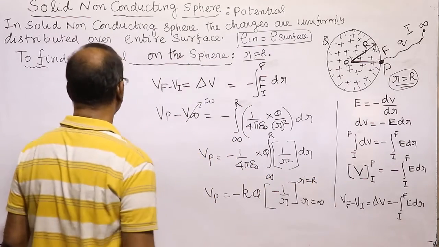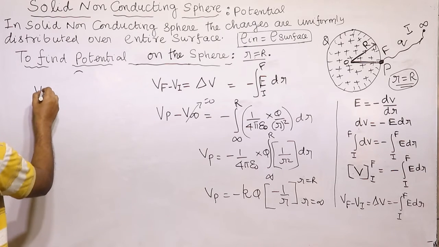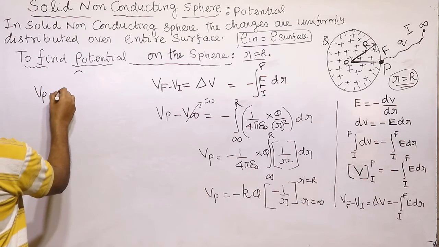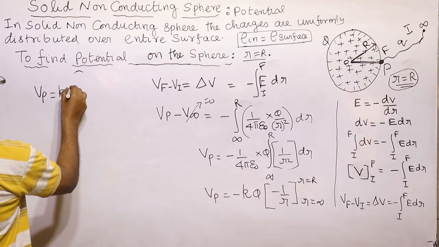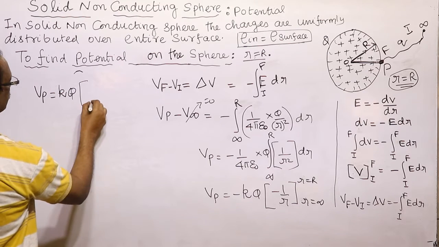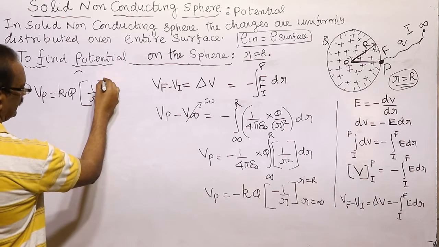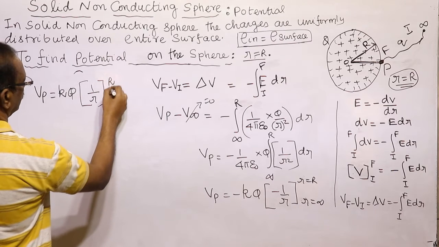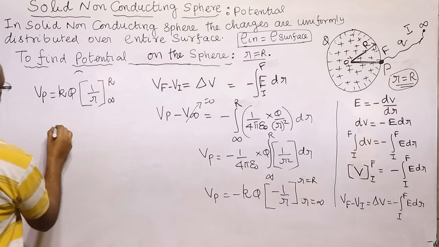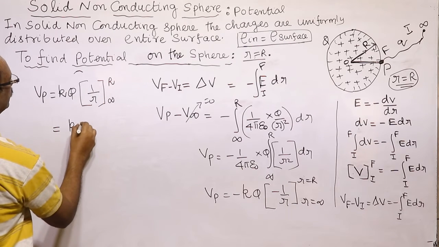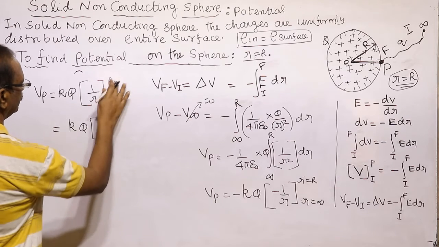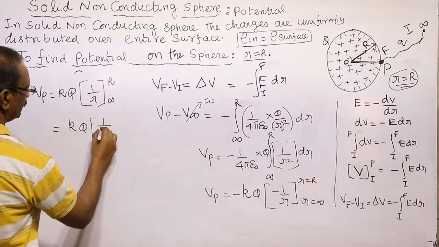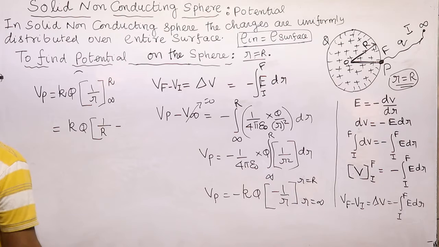So Vp is equal to this minus, and minus minus becomes plus, KQ into 1 by R. The limit is from R to infinity. So it is equal to K into Q. First we apply the limit, 1 by R minus.